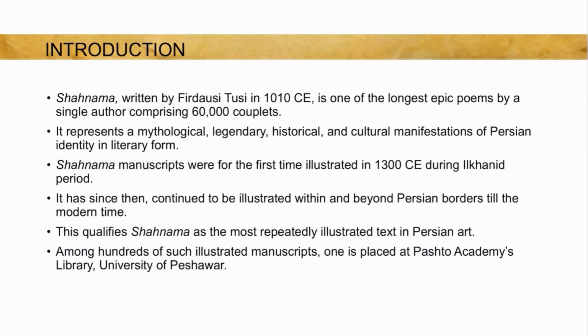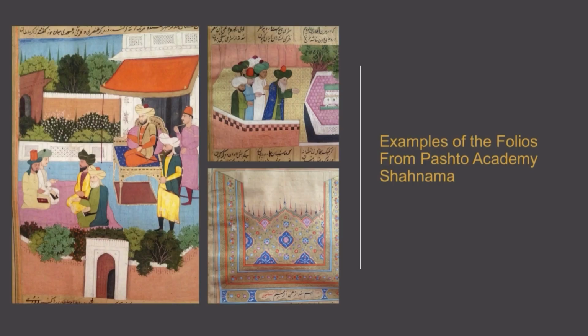Shahnama manuscripts were for the first time illustrated in 1300 CE during the Ilkhanid period. It has since then continued to be illustrated within and beyond Persian borders till modern times, and this qualifies Shahnama as the most repeatedly illustrated text in Persian art. Among hundreds of such illustrated manuscripts, one is placed at the Pushto Academy's library in the University of Peshawar. This is an example of folios from the Pushto Academy Shahnama.